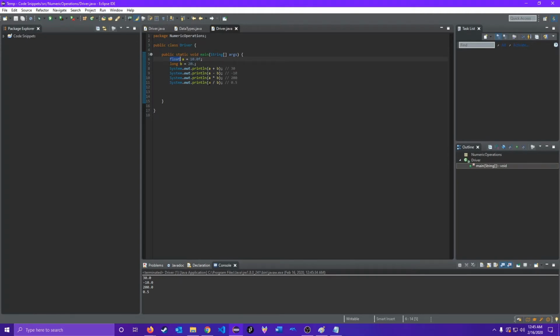So, division: as long as at least one of the numbers is a floating point number, then the result will be a floating point number, which means we'll be doing floating point division. If both of the numbers are ints or some sort of integer, then we'll just be doing integer division.